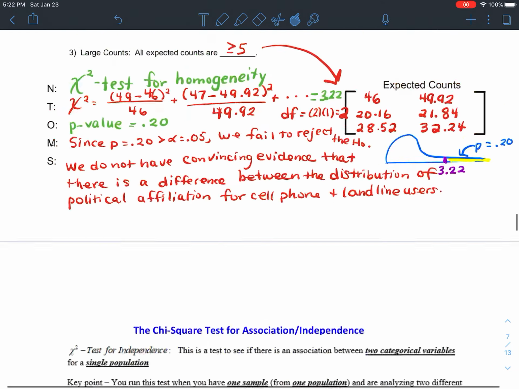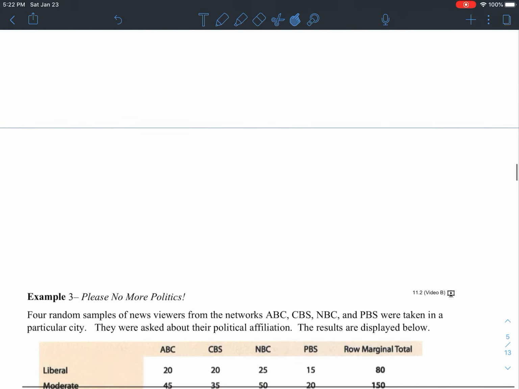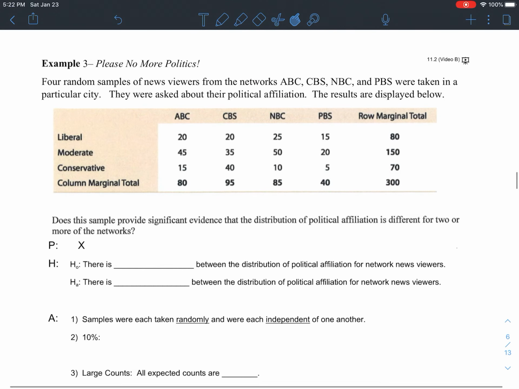Okay, we're going to pick up here. Actually, I think we're back here. This is where we left off on the last video. We had been introduced to a new chi-square significance test called the chi-square test for homogeneity.